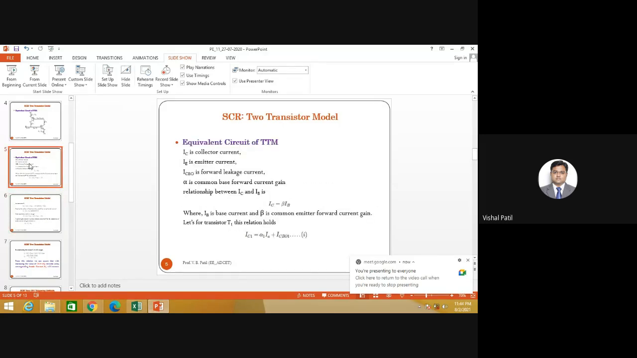So this is the derivation of how anode current correlates with the current gain. So current gain is the important parameter in transistor. That was the answer I was expecting from you. So we need to put a relation between anode current and current gain of both the transistors. So how can it be derived? Let's see.